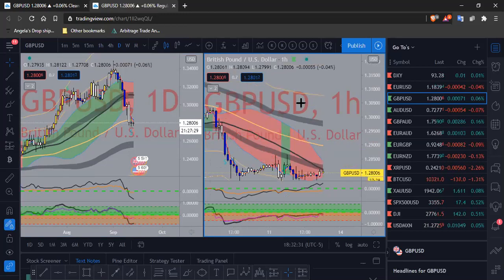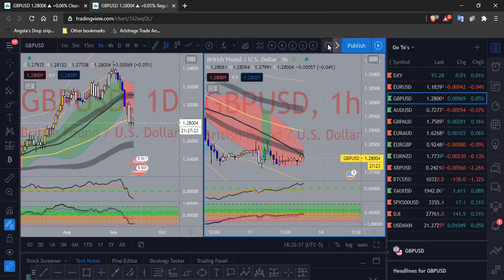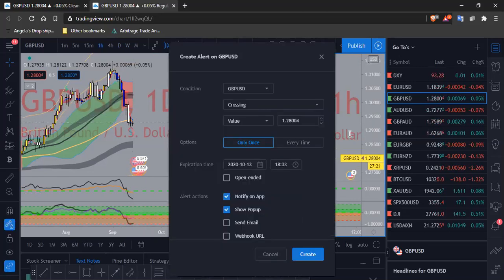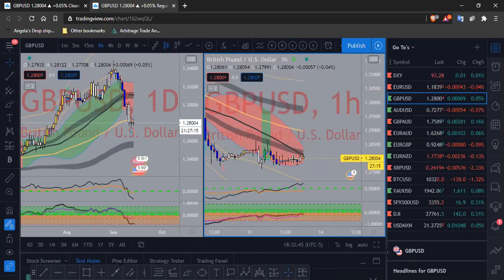First things first, on the hourly time frame, I do see this buy. With the buy that I'm calling on a swing, I'm going to go ahead and set this alert. That's the first thing that I saw. I'm going to set it for a long, so I'm going to put a buy entry as is.